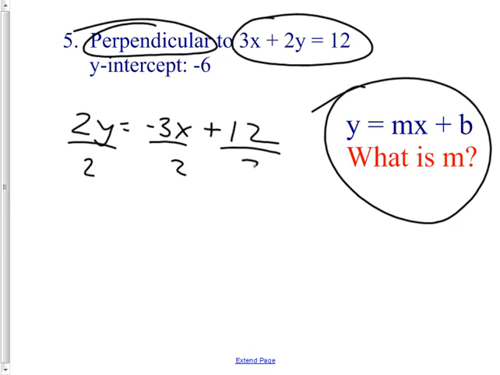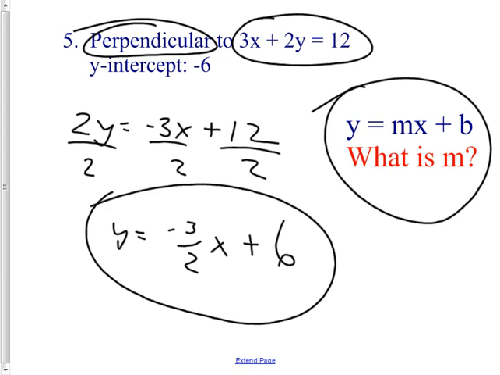Divide by 2, divide by 2, divide by 2. Y equals, I was thinking, why aren't they using negative 3 halves? And, wait, is there a negative in there? No, it's plus 6. I think that's right. How many of you think that's right? A way to start, I should say. Okay, good. Then I need the slope from that, which is right here.